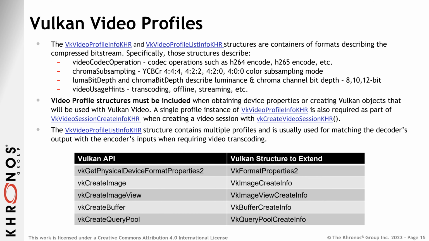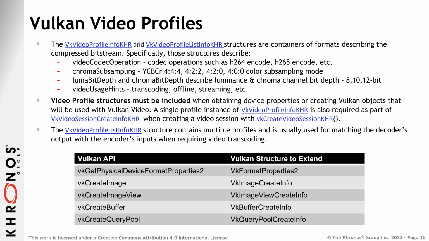Vulkan video profiles are structures used throughout the video-related APIs, describing the codec type and video format. The VkVideoProfileInfo structure is used for encoding physical device properties related to video. It is also chained to the corresponding resource creating structures that are going to be used with video operations. When creating Vulkan images, for example, the video profile is chained to VkImageCreateInfo, and along with the video usage bits allows the implementations to optimize the image for the video operations.